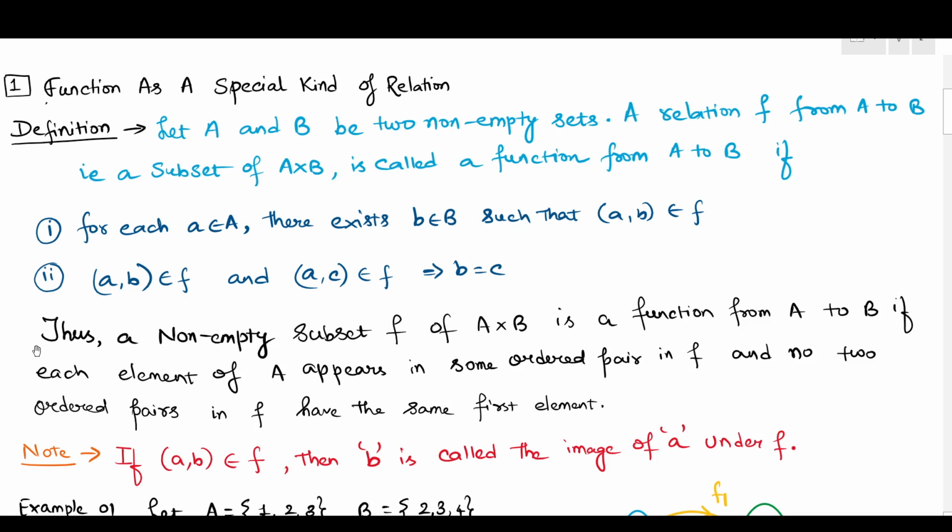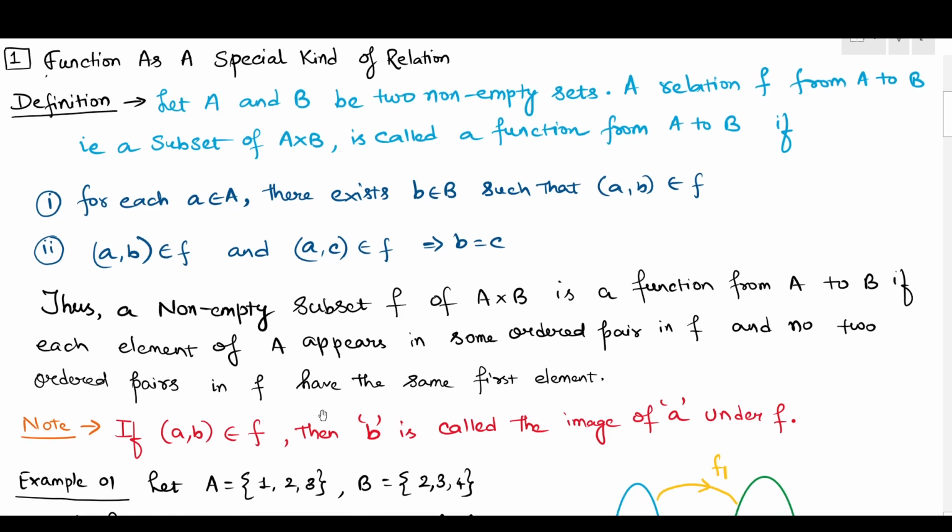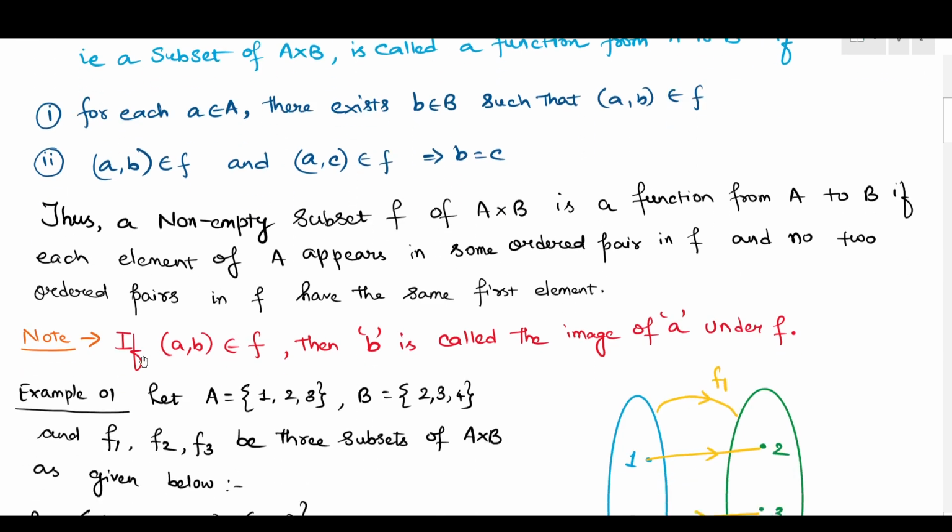We want to learn this. See here. Thus, a non-empty subset F of A cross B is a function from A to B if each element of A appears in some ordered pair in F, and no two ordered pairs in F have the same first element. So, we need to have each element of A appear in some ordered pair, right? And no two ordered pairs in F can have the same first element. Now let us understand this definition with the help of an example.